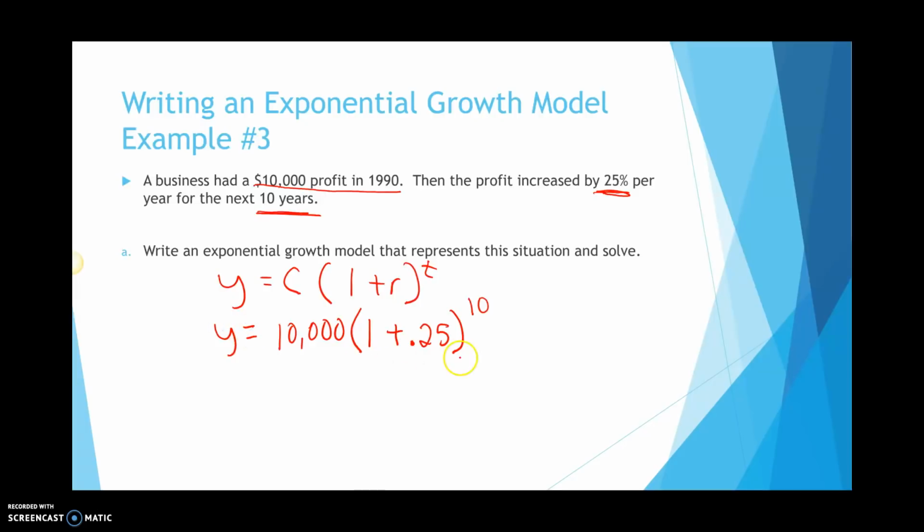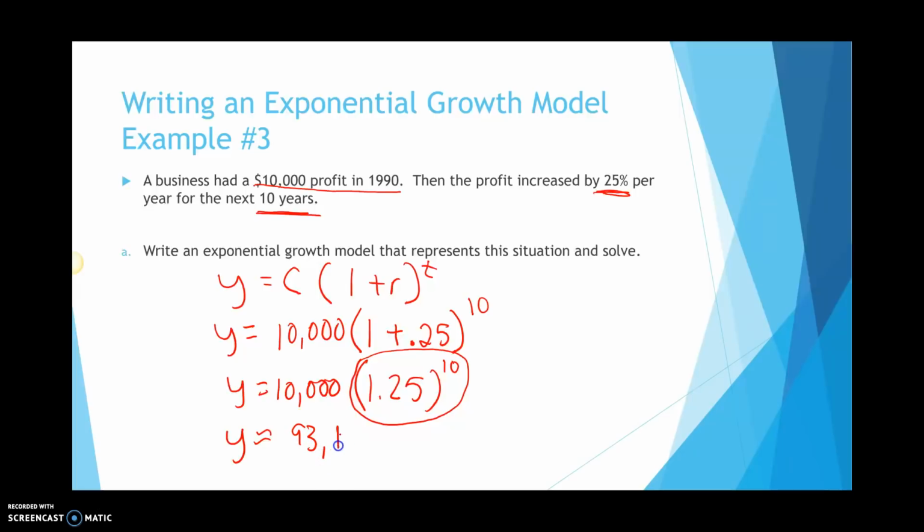So now we're going to add 1 plus 0.25 to get 1.25 raised to the 10th power. Multiply that by 10,000. First, on your calculator, take 1.25 raised to the 10th power, get that answer. Multiply it by the 10,000 to get y is approximately $93,132.26. And they are talking about money and cost here, so it is money with the dollar sign, and that would be my answer. So we'll go through this in class. That is it for this section.